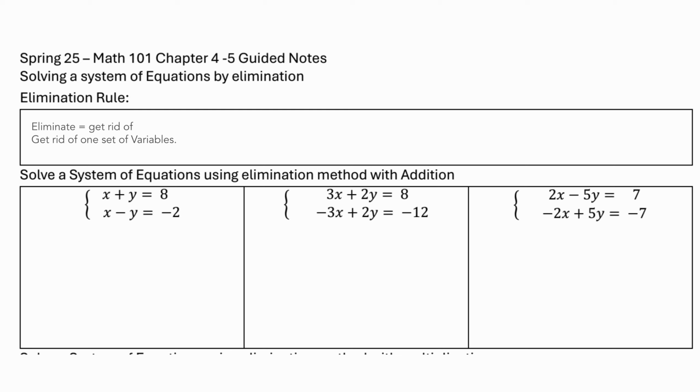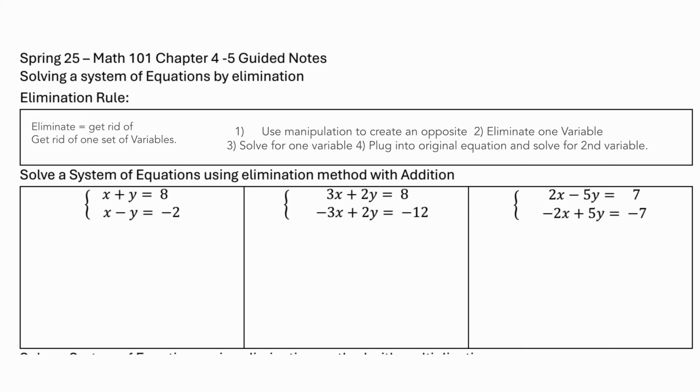The process of doing that is: number one, we are going to manipulate an equation to create an opposite, and I'll explain that in a second. Number two, we're going to eliminate the variable. Number three, we're going to solve for the other variable. And number four, we take the variable we just solved, plug it into an original equation, and solve for that second variable. Step four is something that we already did with substitution.